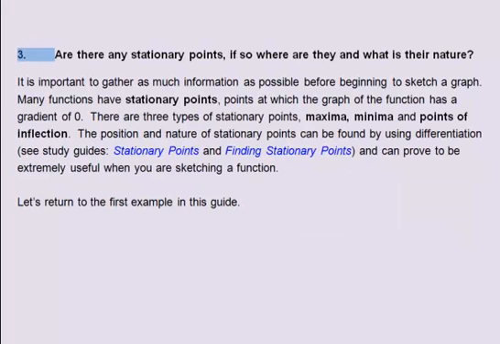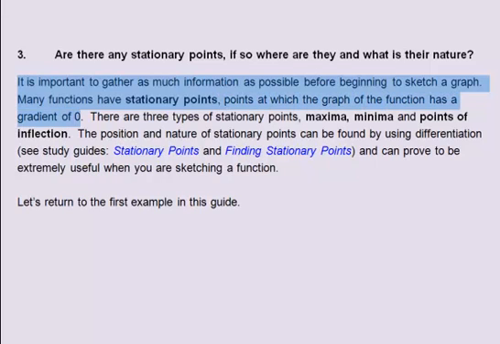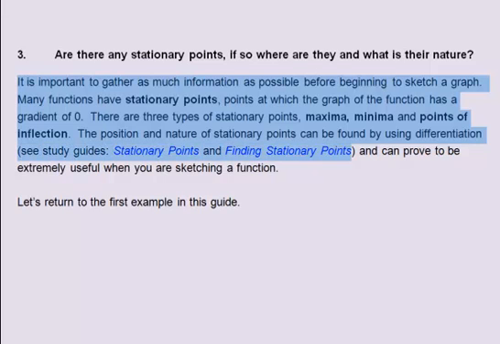3. Are there any stationary points? If so, where are they and what is their nature? It is important to gather as much information as possible before beginning to sketch a graph. Many functions have stationary points, points at which the graph of the function has a gradient of 0. There are 3 types of stationary points: maxima, minima, and points of inflection. The position and nature of stationary points can be found by using differentiation. See study guides, Stationary Points and Finding Stationary Points, and can prove to be extremely useful when you are sketching a function.